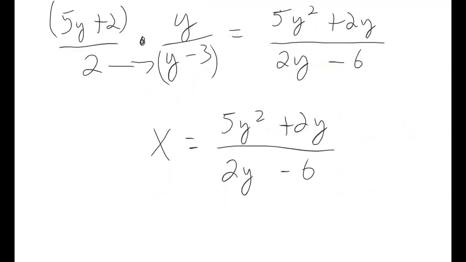So I moved everything to the next page, switched it from a division to a times, which means I flip my second fraction. Then I distributed the y and the 2 through, which put it all into this final answer.